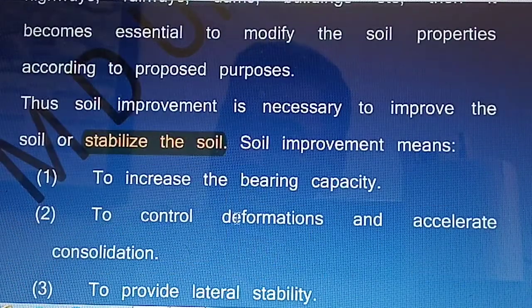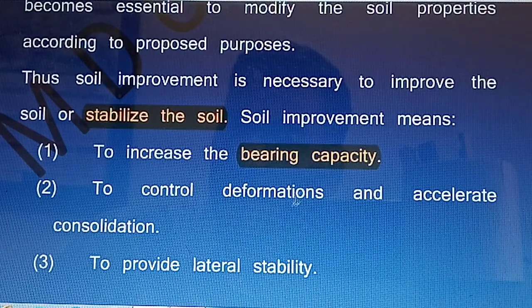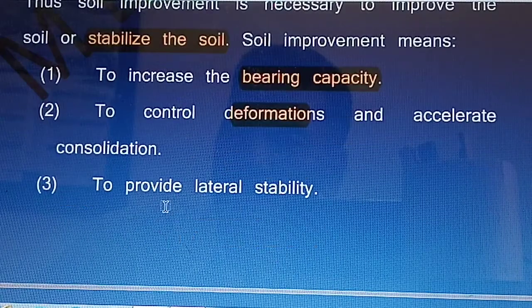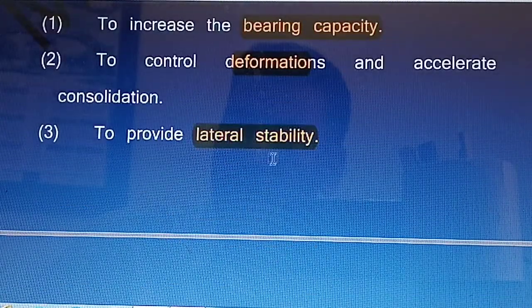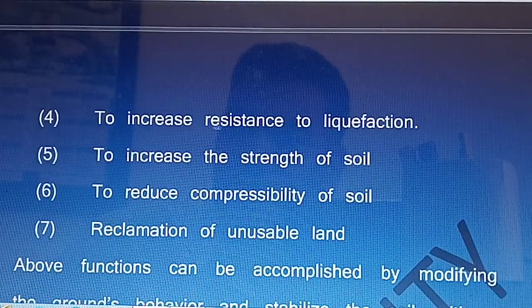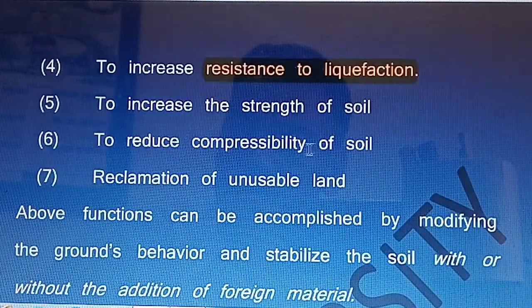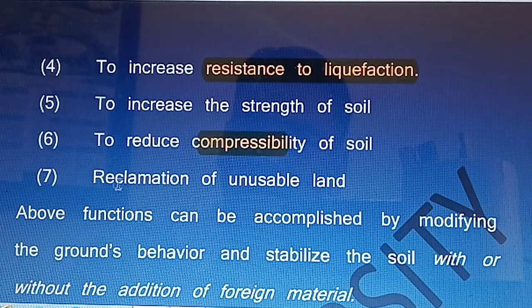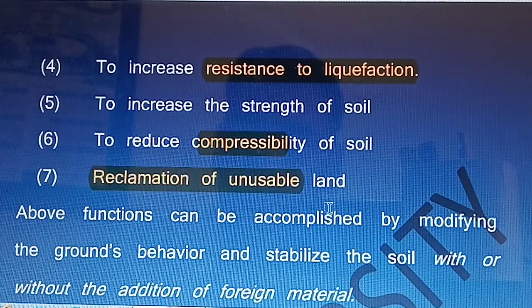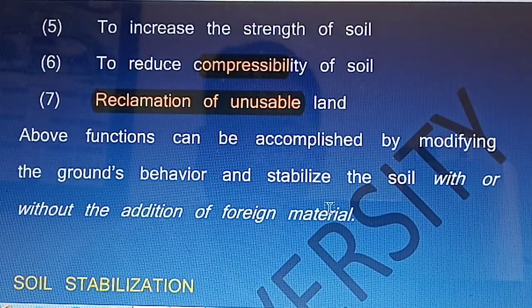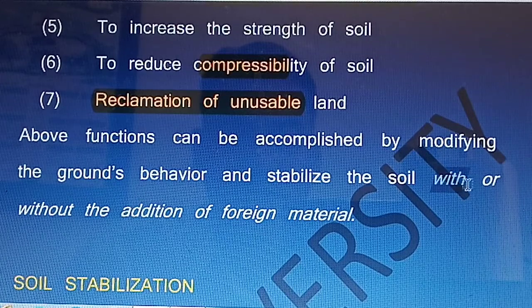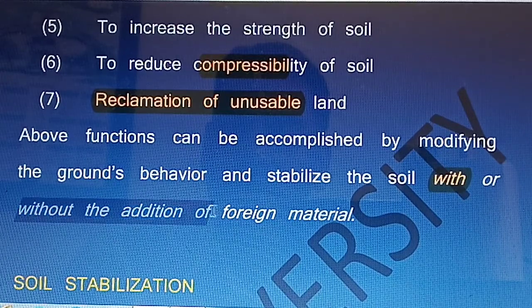Soil improvement means to increase the bearing capacity, to control deformations and accelerate consolidation, to provide lateral stability, to increase resistance to liquefaction, to increase the strength of soil, to reduce compressibility, reclamation of unusable land. These functions can be accomplished by modifying the ground's behavior or stabilizing the soil either by adding material or without adding foreign material.